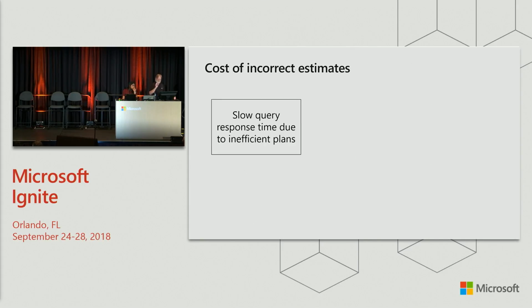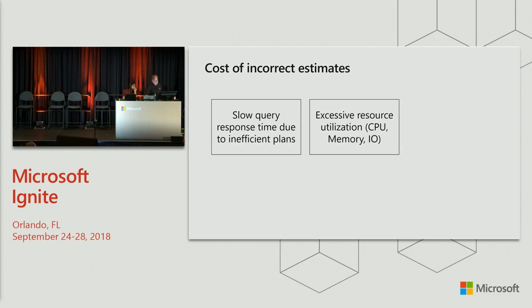So the cost of incorrect queries: slow query response time due to inefficient plans. We didn't set the plan up right because we optimized for data you don't have. Excessive resource consumption. If we optimize for very large values and you've only got a small amount flowing through, then we will have set up the data structures to support that very large set of data. We will have grabbed lots of memory, and then you're going to waste all that memory.